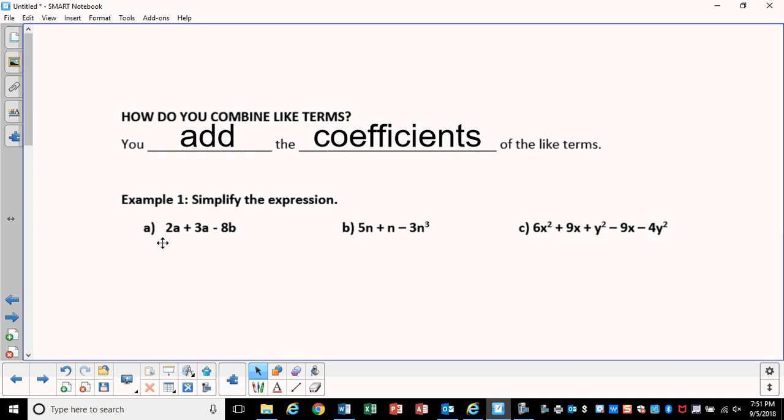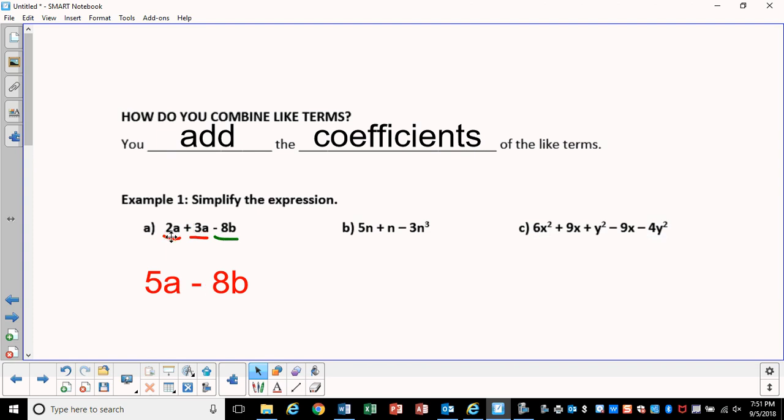Okay, so here are a couple examples. We're going to simplify it by combining like terms. So we have 2a plus 3a minus 8b. Okay, well 2a and 3a have the same variable and exponent, but negative 8b is not the same because it's a different letter. Okay, so we can combine these two. To combine it, I just add 2 plus 3, gives me 5, and keep the variable they have in common. So that becomes 5a. The negative 8b, just bring it down, and it tacks on with the 5a. And that's my answer. Okay?